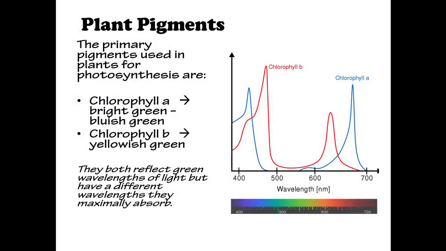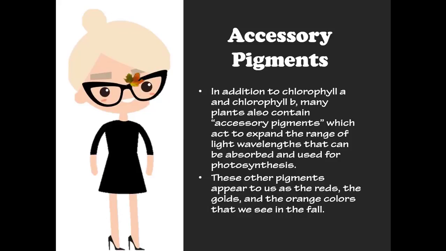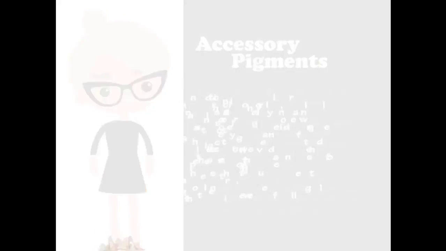The primary pigments used in plants for photosynthesis are chlorophyll A and chlorophyll B. They both reflect green light, but they have different wavelengths that they maximally absorb. In addition to chlorophyll A and chlorophyll B, many plants also contain accessory pigments which act to expand the range of light wavelengths that can be absorbed and used for photosynthesis. These other pigments appear to us as the reds, golds, and oranges that we see in the fall.